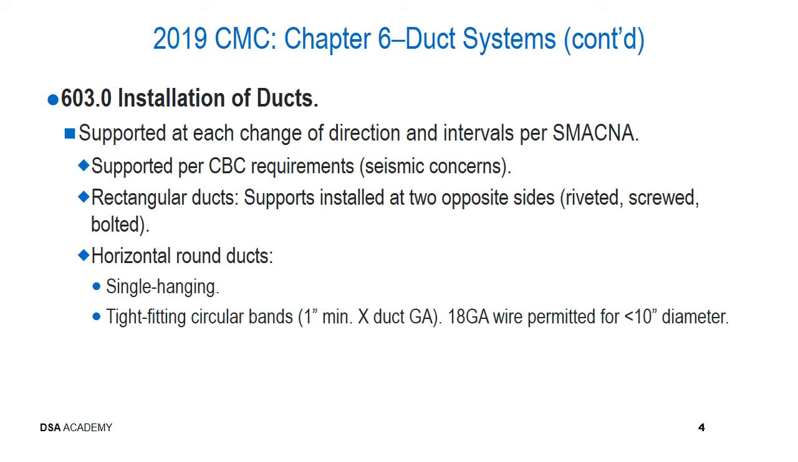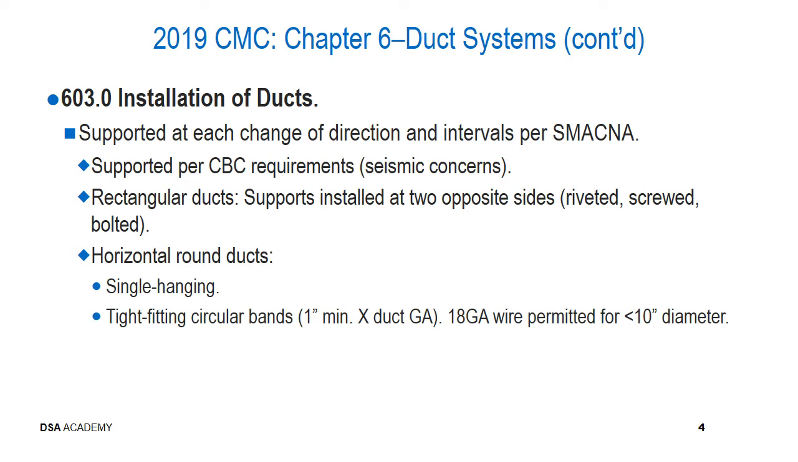All ductwork is required to be supported at every change in direction and at regular intervals as specified in the SMACNA manual. They are required to be supported per the California Building Code requirements, obviously for structural concerns that exist here in California. For rectangular ducts, the supports have got to be installed at two opposite sides of the ductwork itself, and these are typically either riveted, screwed, or bolted.